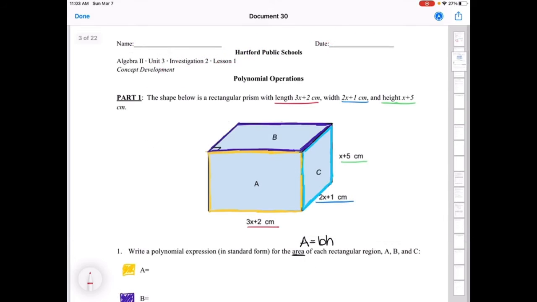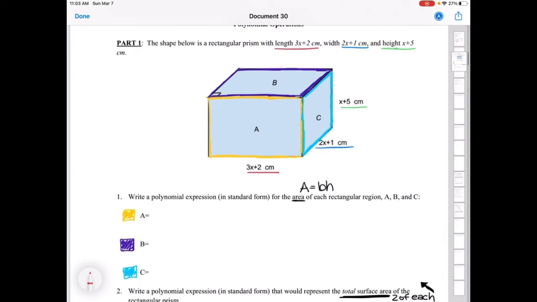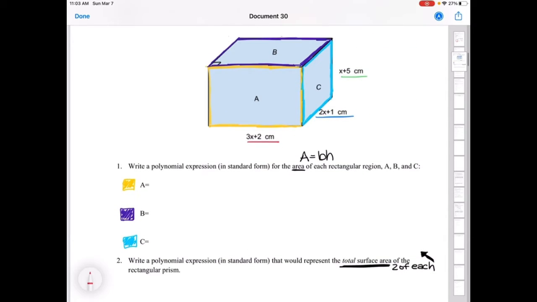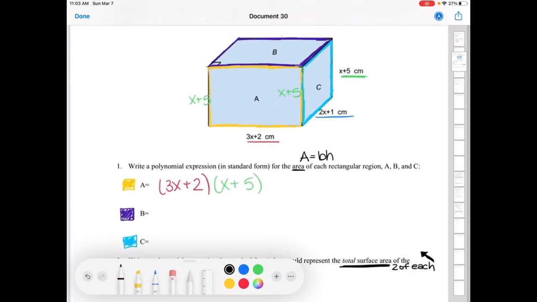Part 1 of our concept development, we're going to be looking at this rectangular prism. It asks us, okay, well, I want a polynomial expression for the area of each region, A, B, C. I've color-coded each region, so we're going to do yellow first, which is the A. We know we have our width right here, but we also have our height because that's my expression.